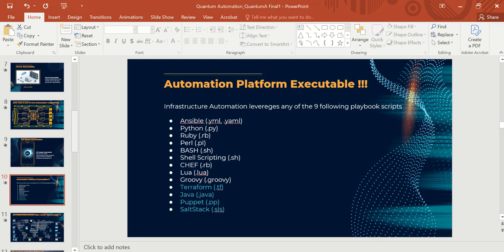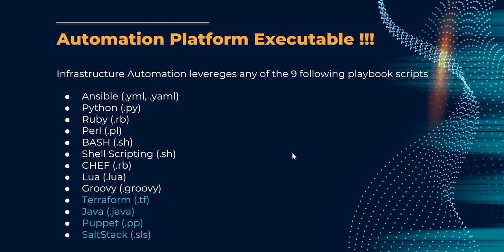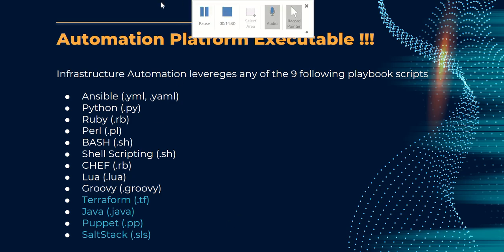Now coming to the critical and the main feature, which is the automation script execution. This is the only platform which executes 9 types of playbook extensions: YML, .py, .rb, .pl, .sh, .lua, .groovy, and even via CLI it executes .tf and .java. So all these are possible. We'll go through the demo one by one to understand how it works.